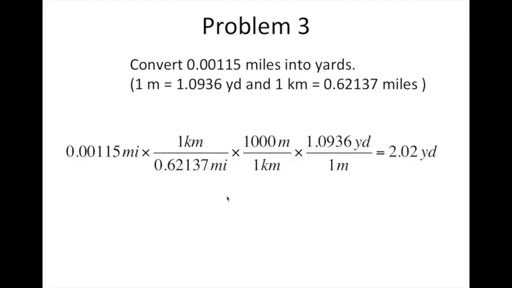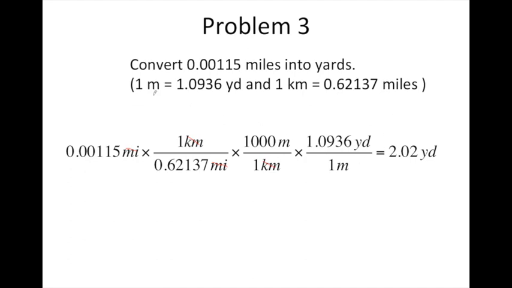And here's how I set it up. I started with my miles, and my first relationship I wrote as a conversion factor with miles on the bottom, kilometers on the top. So my units of miles would cancel here, and that would get me into kilometers. Now I know, and we just have to know our SI unit prefixes, that 1 kilometer is equal to 1,000 meters. So that gets my units of kilometers to cancel, and I get into units of meters.